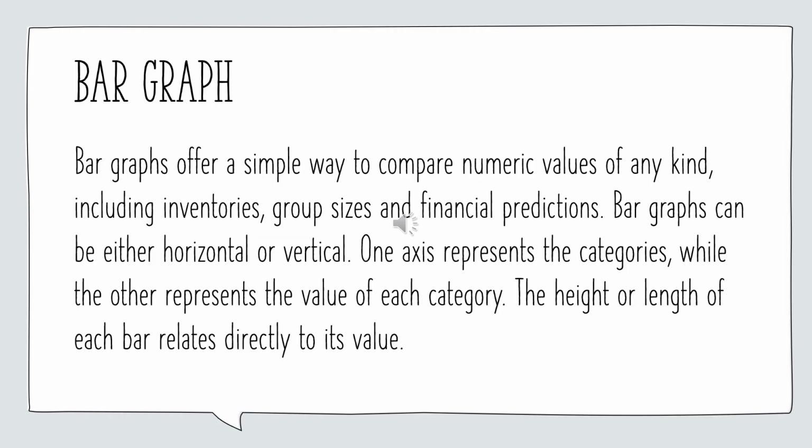Next is bar graph. What is bar graph? Bar graphs offer a simple way to compare numeric values of any kind, including inventories, group sizes, and financial predictions. Bar graphs can be either horizontal or vertical. One axis represents the categories, while the other represents the value of each category. The height or length of each bar relates directly to its value.